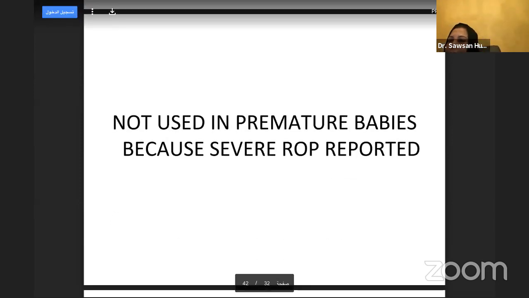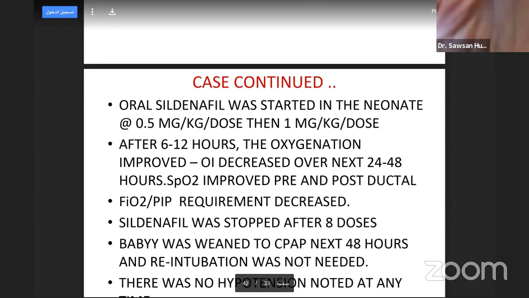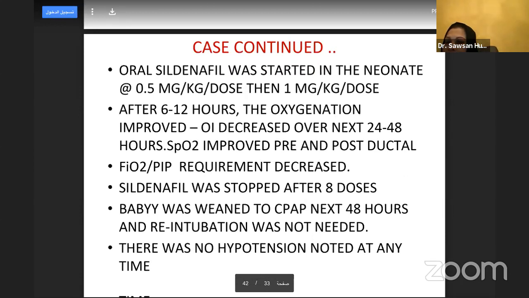It's not used in premature babies because of the risk of severe retinopathy of prematurity. It was reported before. So I told you all the modalities of treatment. What happened to the case that I presented before? We started oral sildenafil at a dose of 0.5 milligram per kg, then 1 milligram per kg per dose. After 6 to 12 hours, the oxygenation improved and the oxygen index decreased over the next 24 to 48 hours.